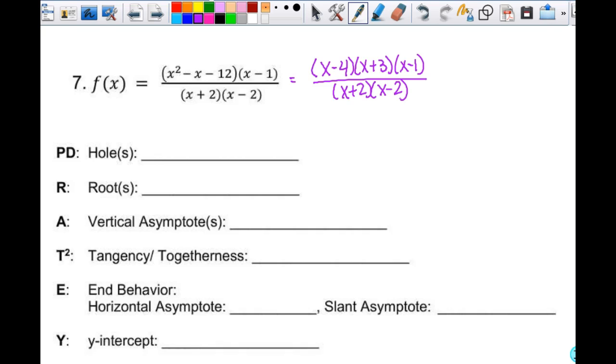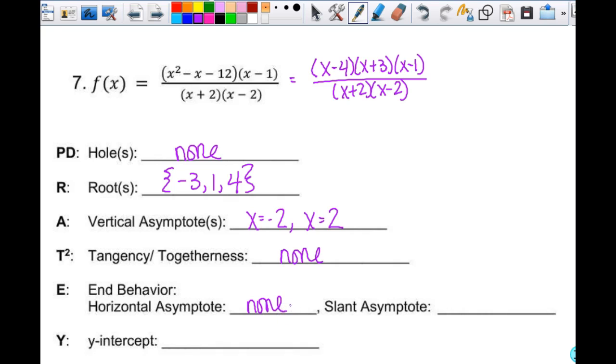Any holes? Nope. How many roots am I going to have? 3. So I have -3, 1, and 4. I have 2 vertical asymptotes, x equals -2 and x equals 2. Any tangency or togetherness? Nope. That is none. Do I have a horizontal asymptote? Nope, because it is top heavy, right? So I'm going to have a slant asymptote.